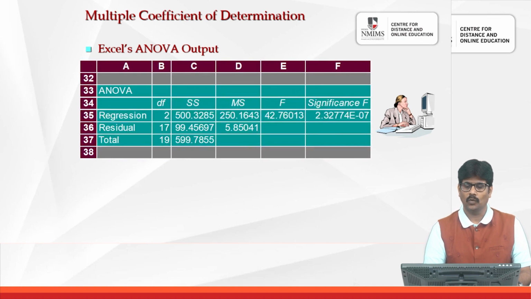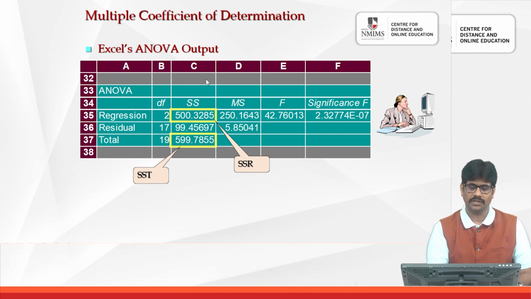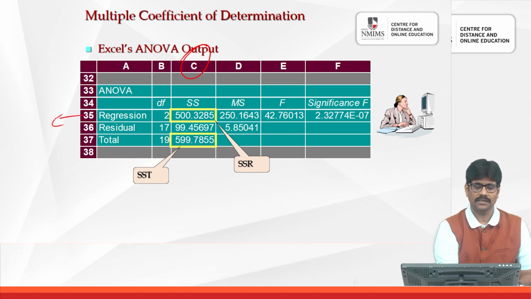and this is the ANOVA output, right. From which we can calculate the multiple coefficient of determination. I think by now you are accustomed to the ANOVA table. This is the sum of squares column, and let us say this is your SSR, this is your SSE, and this is your SST, right.